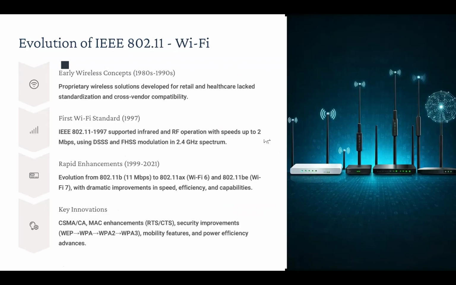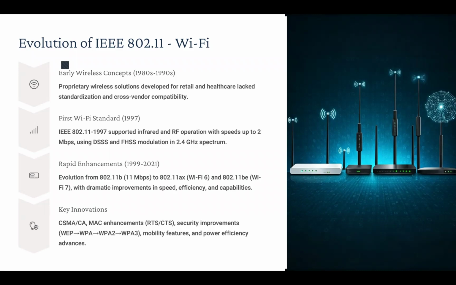Now, let's talk about the evolution of Wi-Fi. Before the IEEE standards, the early wireless networks were proprietary solutions used in markets like retail or healthcare. So these early systems operated without a unified protocol, which basically made compatibility issues or limited scalability when we wanted to deploy them in real world situations.